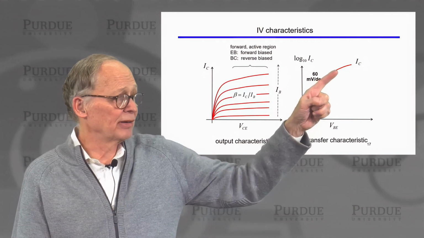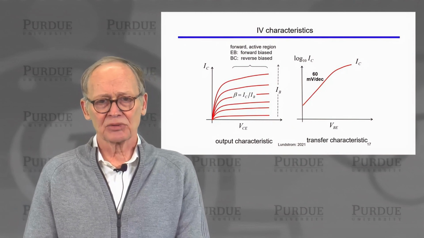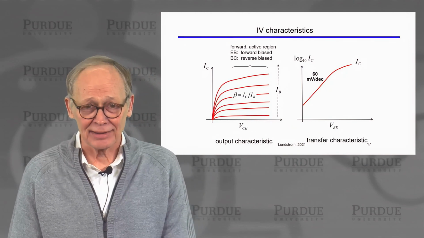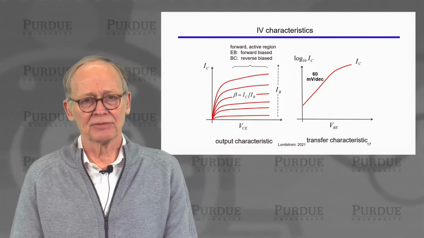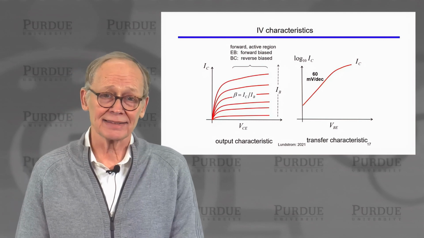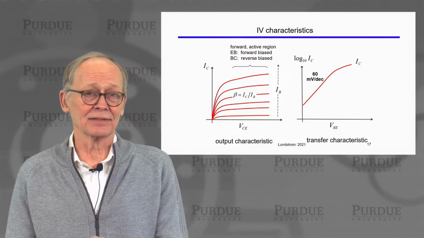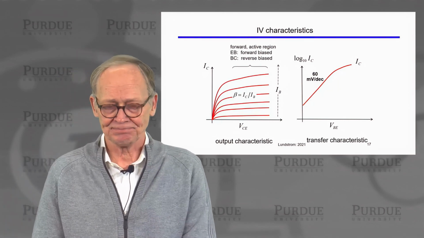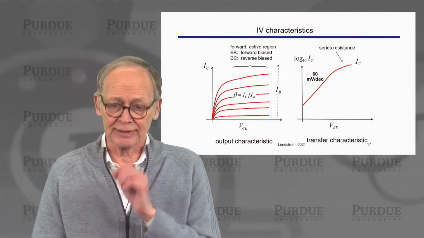If we do go to very high voltages, which give us very high currents, the curve will start to roll over. That looks a little bit like an above-threshold MOSFET, but it's simply a result of the voltage drops. Due to these high currents, the voltage drops in the series resistances, which reduce the voltage that actually gets into the junction and forward biases it. Okay, so series resistance is important for these.